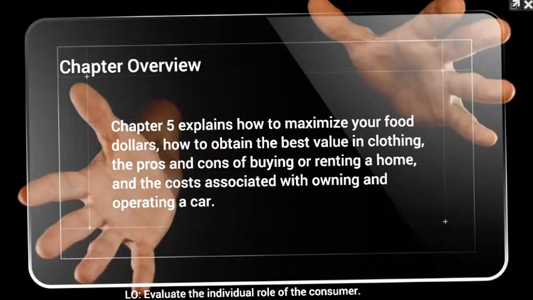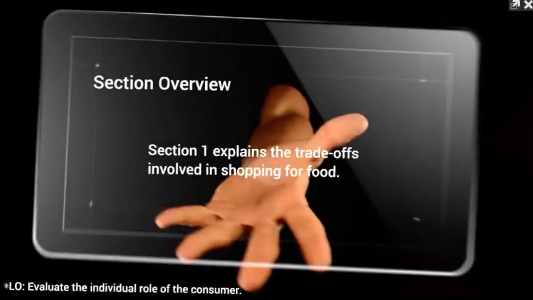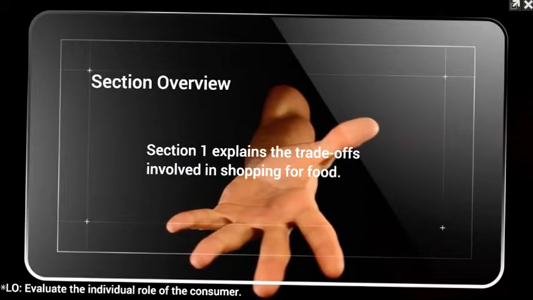Chapter 5 explains how to maximize your food dollars, how to obtain the best value in clothing, the pros and cons of buying or renting a home, and the cost associated with owning and operating a car. Section 1 explains the trade-offs involved in shopping for food.